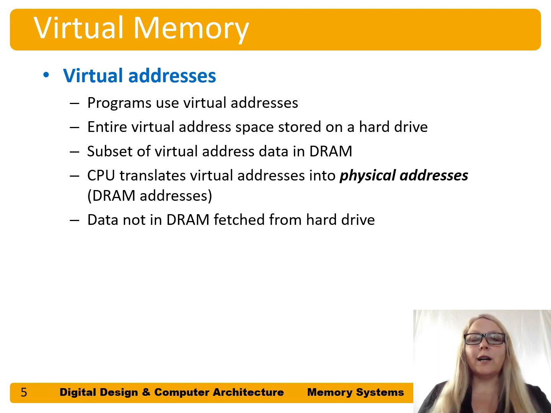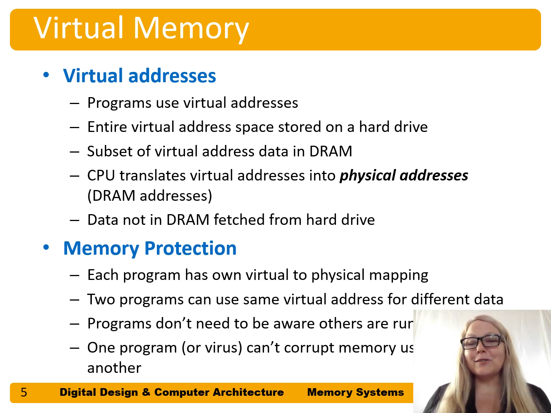So programs use virtual addresses. There's an entire virtual address space stored on a hard drive. A subset of that address space, of that data, is held in DRAM, or main memory. The CPU translates virtual addresses into physical addresses, in other words, DRAM addresses. Data not in the DRAM is fetched then from the hard drive.